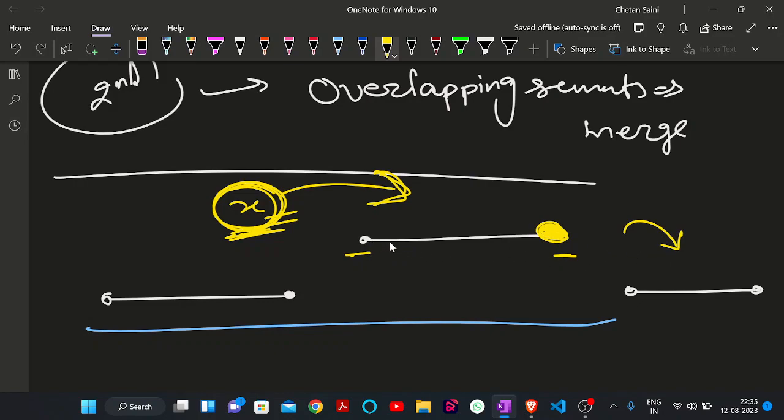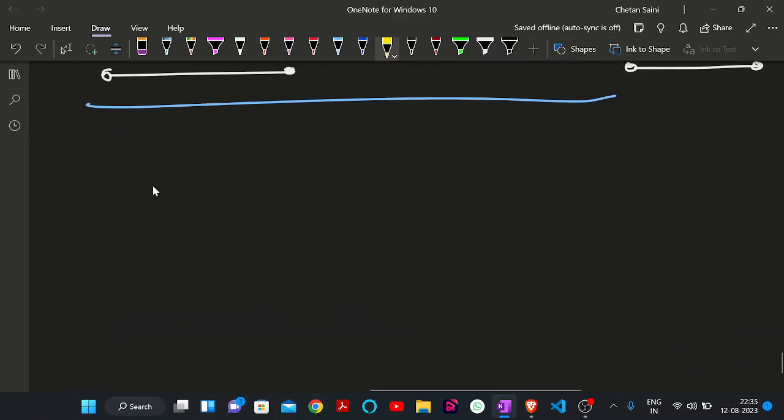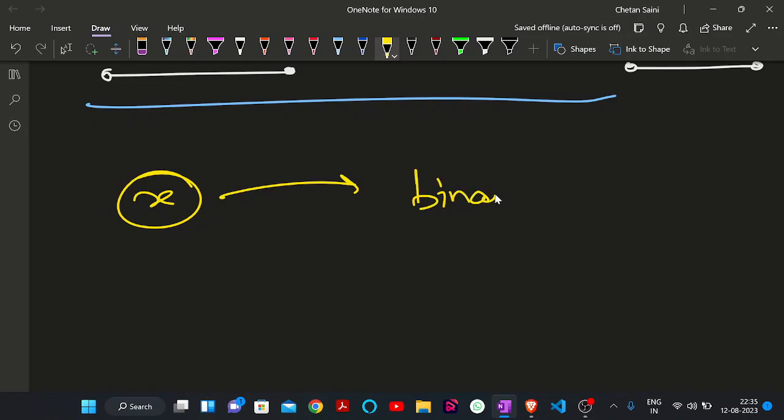So now our final target is to find out which segment the given point is lying on. If we find that, then we will say that the last coordinate of that segment will be our answer. So how do we find which segment x is lying in? For that we can use a binary search.